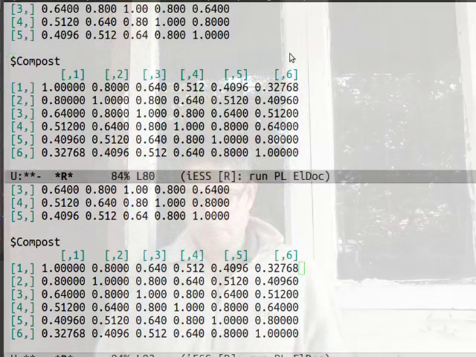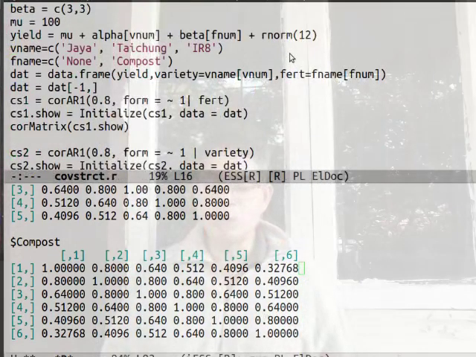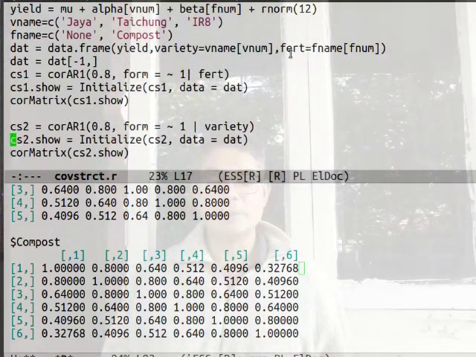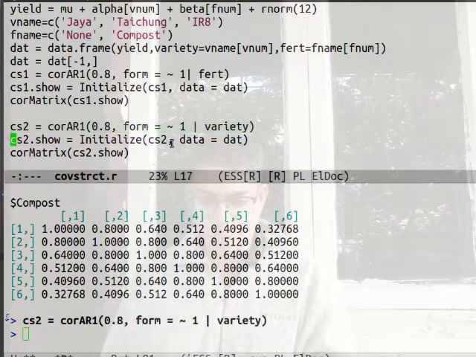Okay, so suppose we want to do it not for fertilizer but for variety. So I create another structure, CS2. That's my name, an arbitrary name. corAR1, the same structure, 0.8. The form is, again, this part is just rubbish, it's always to be there. This part up to the tilde, 1, vertical bar. Variety is the blocking factor. And then I again do the same thing. I initialize it and let's just see what happens.